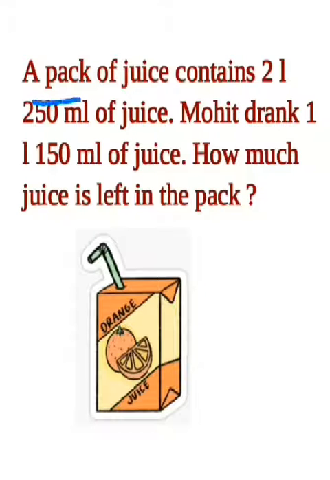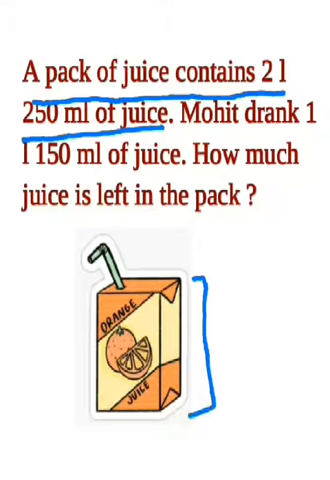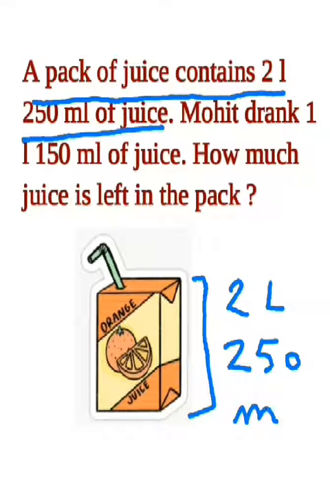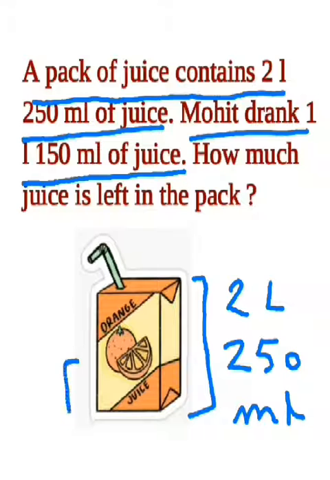So, a pack of juice contains 2 liter 250 milliliter of juice. That means total quantity of juice is 2 liter 250 milliliters. Now let us see the next information. Mohit drank 1 liter 150 milliliter of juice. So there is a boy whose name is Mohit. He drank 1 liter 150 milliliter of juice from that pack.